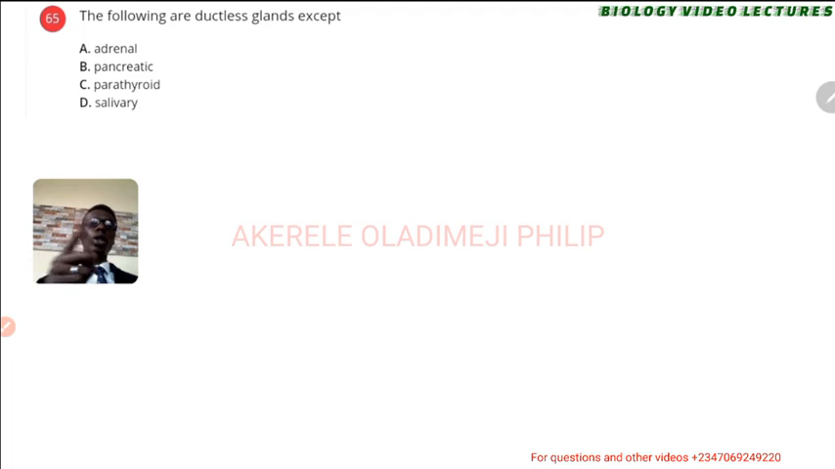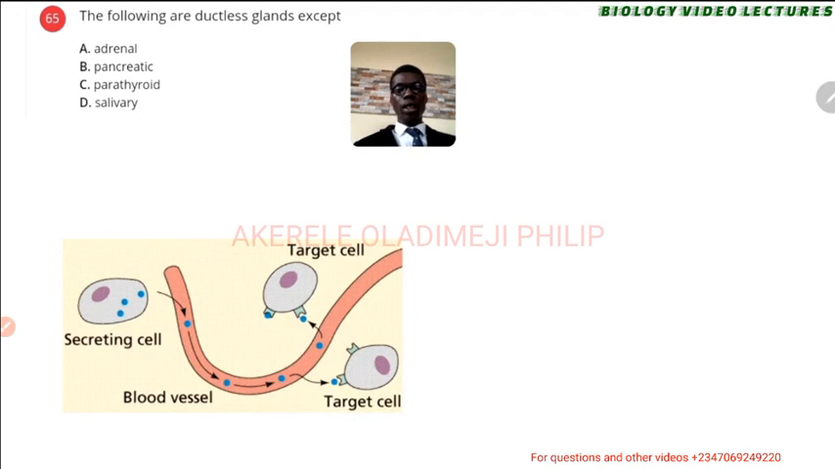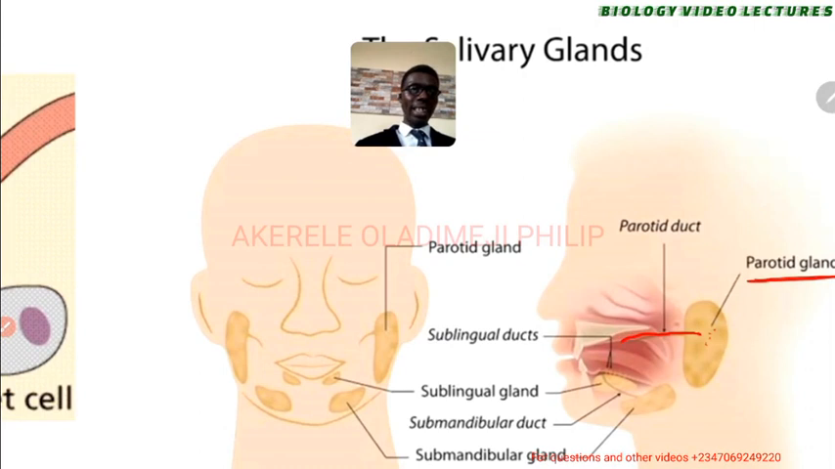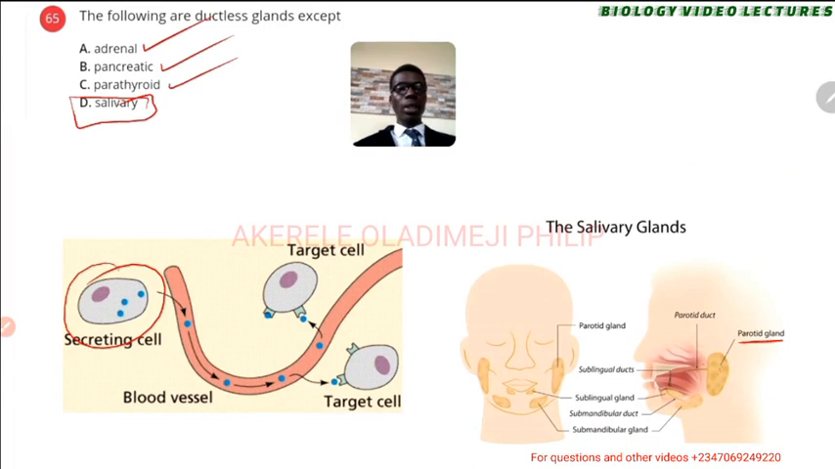So from what I'm going to show you here, think of glands that secrete hormones: adrenal gland secretes hormones, pancreas also secretes hormone, and parathyroid gland secretes hormone. However, salivary gland, can you see it here? It has a duct, secretes saliva here, and there's a duct that takes it to where it is needed. So we call that an exocrine gland that has a duct. So the answer here is salivary gland. Please don't forget that.